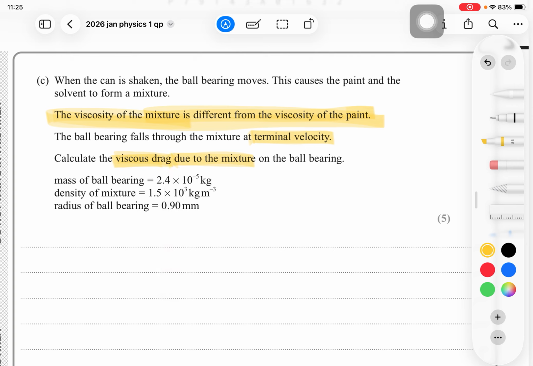This is also a good question, but here what we can do is, we again have to calculate the viscous drag, but here mu is not given, so we can't use Stokes' law so easily. So we have to think of an alternative way.